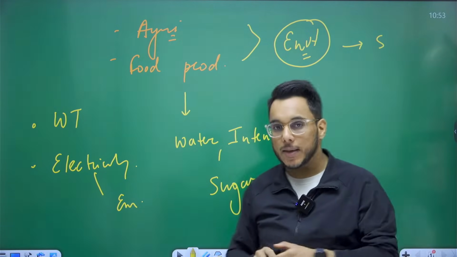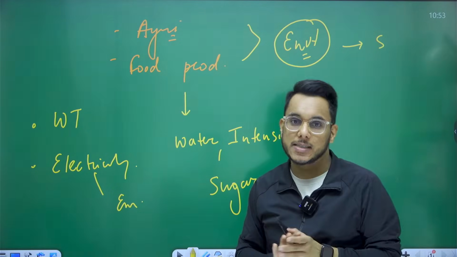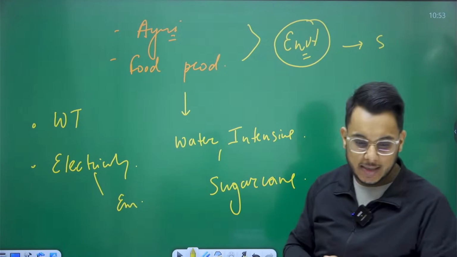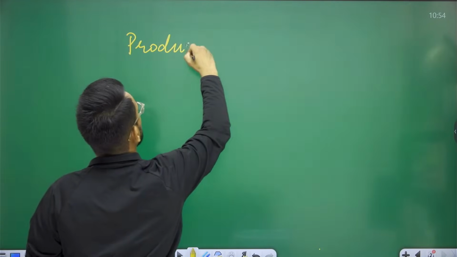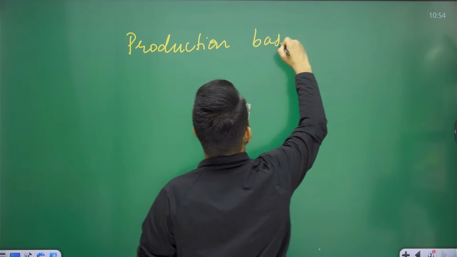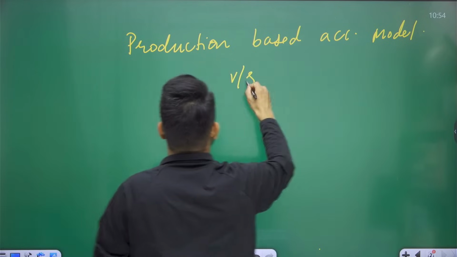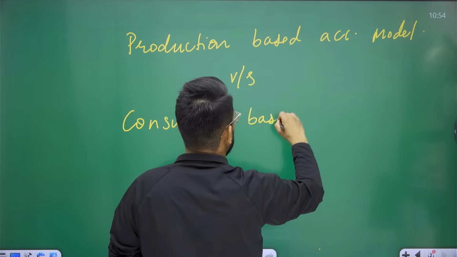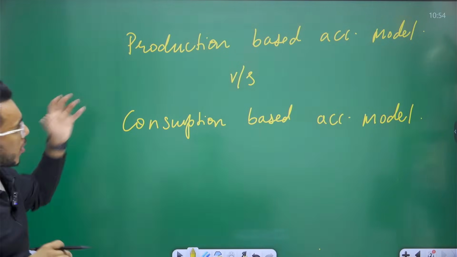Now guys, understand this particular thing. There are two models right now. Actually, the first model is prevalent, the second model is now coming. Let me explain that model, and then I will connect it with this topic. See, there is the production based accounting model, and secondly there is the consumption based accounting model.